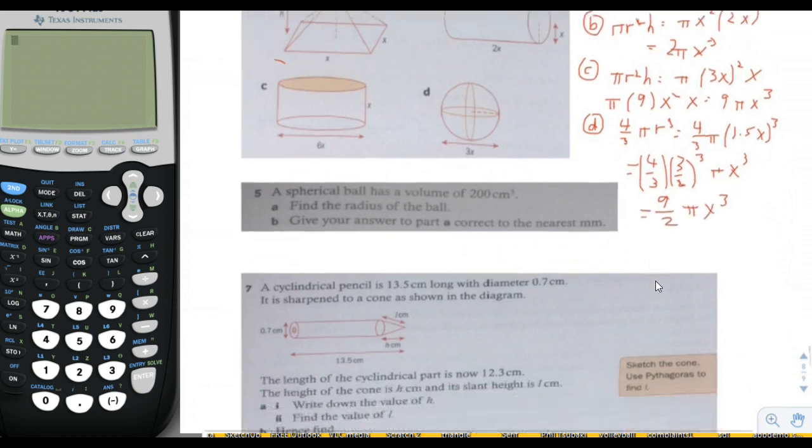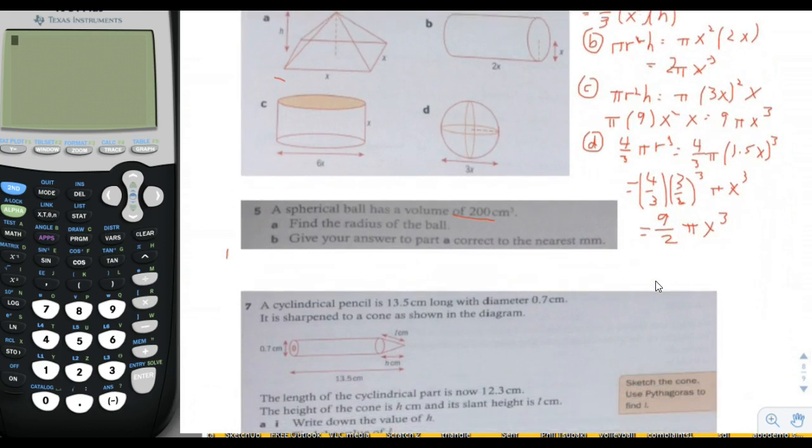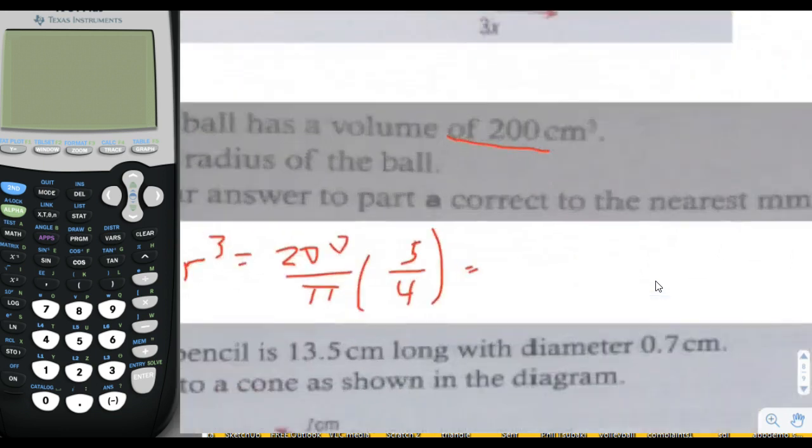Okay. 5. A spherical ball has a volume 200 centimeters cubed. Find the radius of the ball. Okay, so it's basically 4/3 pi r cubed is equal to 200. So let's find the radius. It would be r cubed equals 200 divided by pi times 3/4. By the way, 200 times 3/4 would be 150. So it's 150 divided by pi.